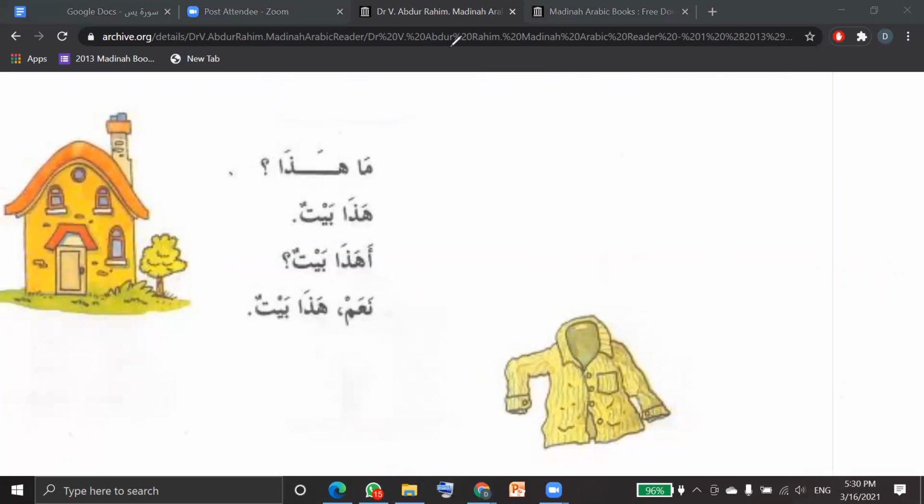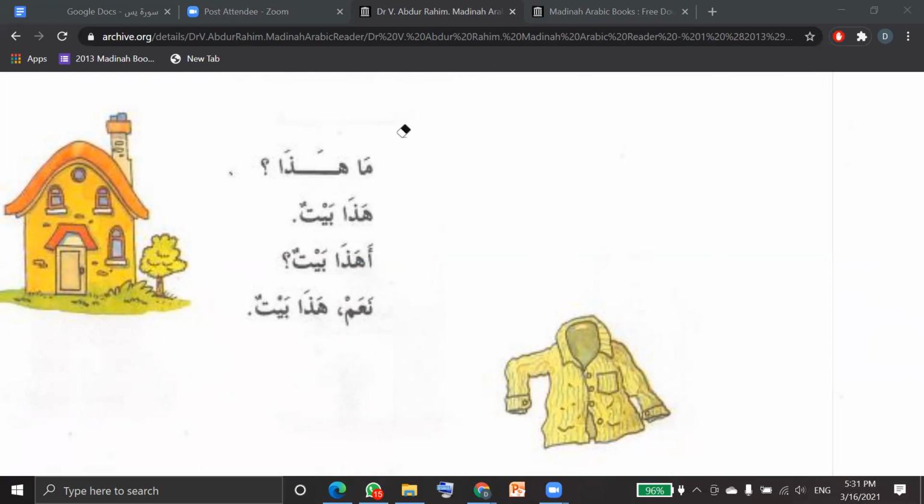Okay. So that's like if they're asking, is this a house? Let me erase it. So the hamza means "is this" at the start of the sentence. Haza is this, and baitun is house. So haza baitun. Is this a house? So what's the answer over here?